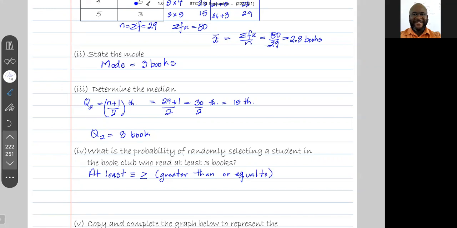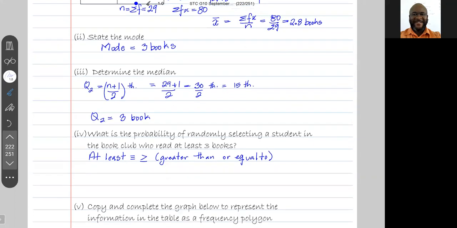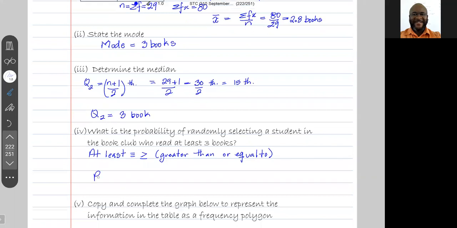At least is an inequality term and it means greater than or equal to. So what we're asking is, what is the probability that the number of books is greater than or equal to 3?